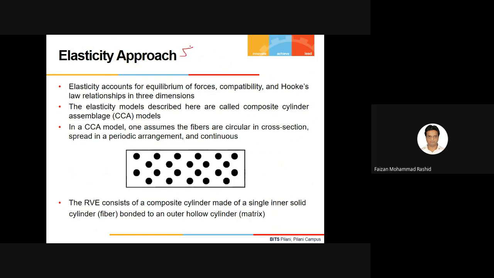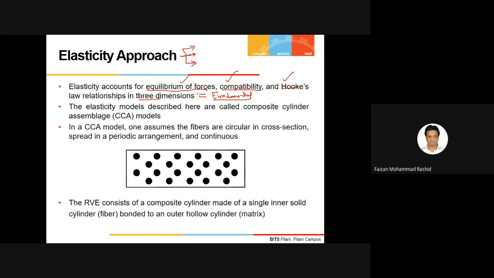When I was going through the content for the elasticity approach, it was a very fundamental approach. There is no ambiguity here. It includes the equations of equilibrium of forces, compatibility of strains, then Hooke's law in three dimensions, energy equations, and the force balance equation. It takes account of all these things. That means this is one of the most fundamental approaches, where you will not find any gap. Gaps are very few, but the approach is very tedious.